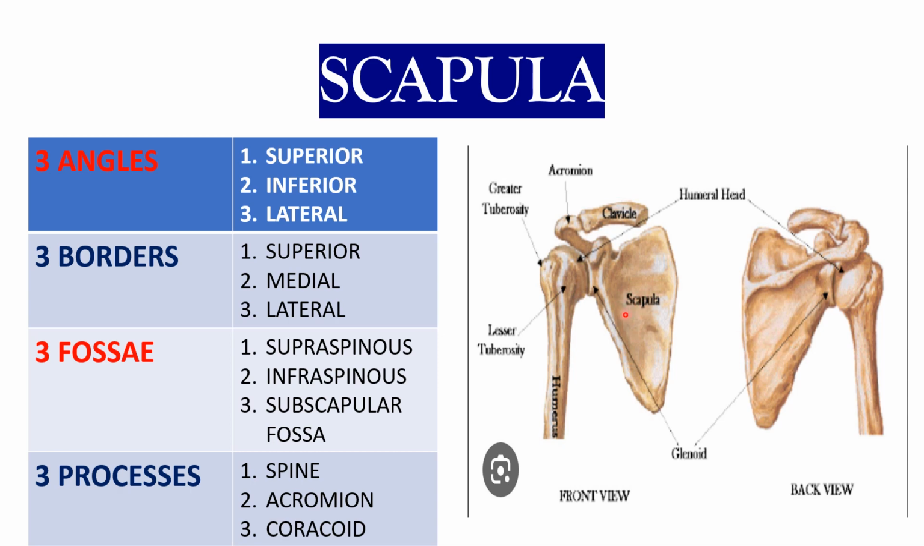Now we have three processes. This is the spine. This is the acromion. And this is the coracoid process. Three processes: the spine, number one, the acromion, and then the coracoid. Now, the posterior border of the spine is also called the crest. Medial to the crest is opposite the T3 vertebra.